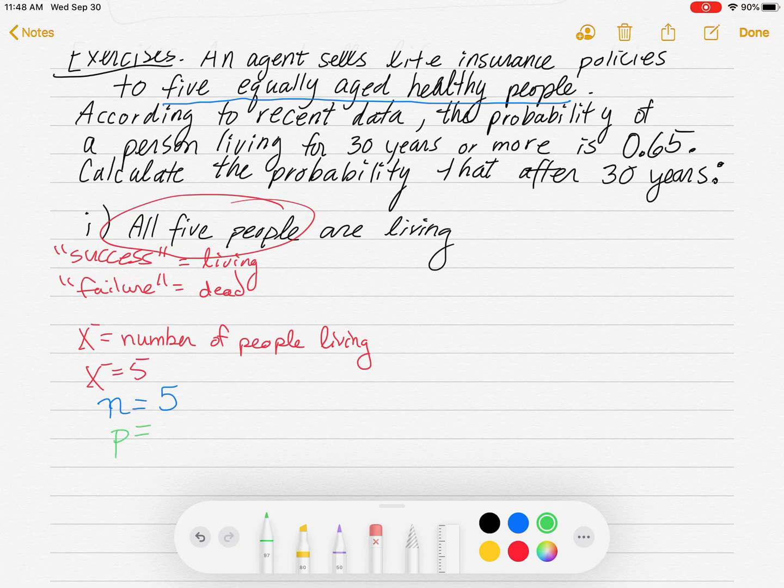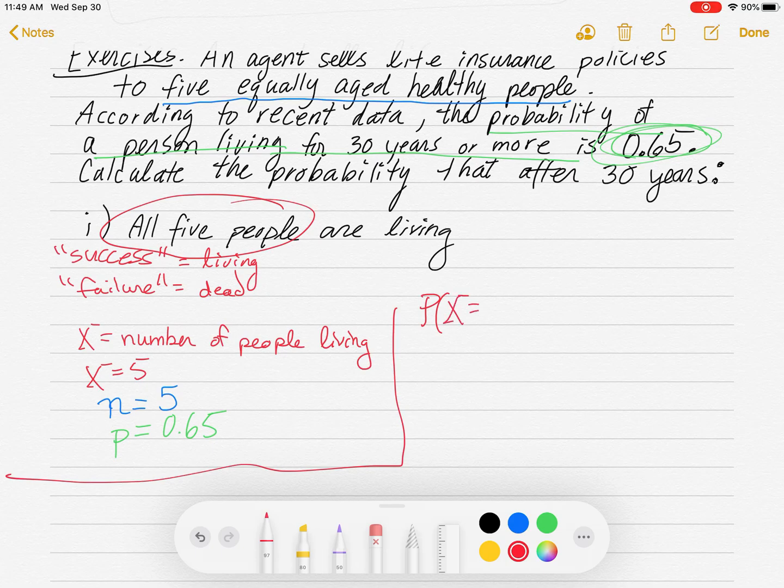Now, what about the p? What's the probability of success on a single trial? So for one person, right? One trial would be one person. The probability of a single person living 30 years or more is 0.65. So there are 5 trials, 5 different people to consider. The probability of any single person living after that time period is 0.65 or 65%. And we're interested in the number of successes being 5, right? We want x to be 5. We want all 5 people to be living.